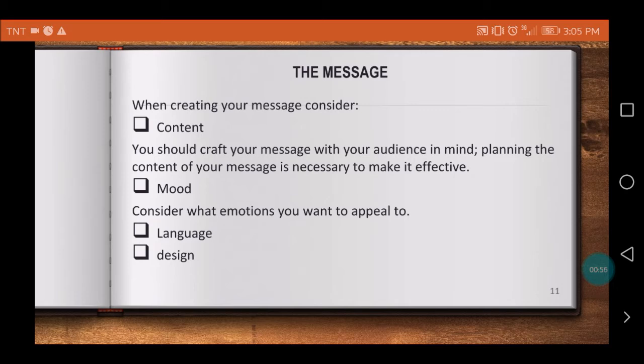In content, you should craft your message with your audience in mind. Planning the content of your message is necessary to make it effective. In mood, consider what emotions you want to appeal to. The mood of your message will do a good deal to determine how people react to it.